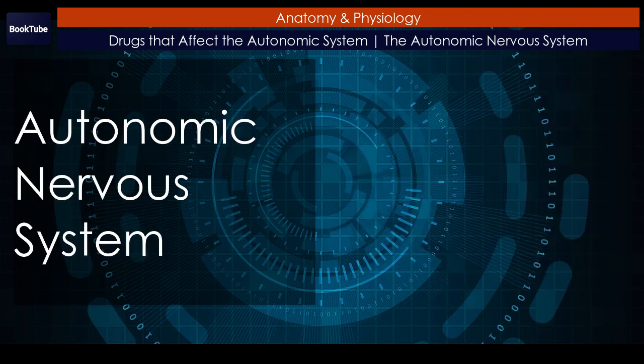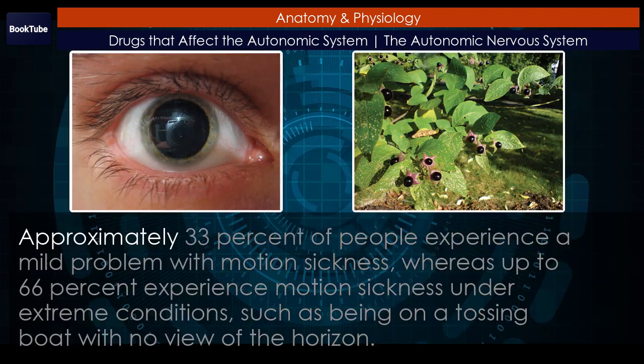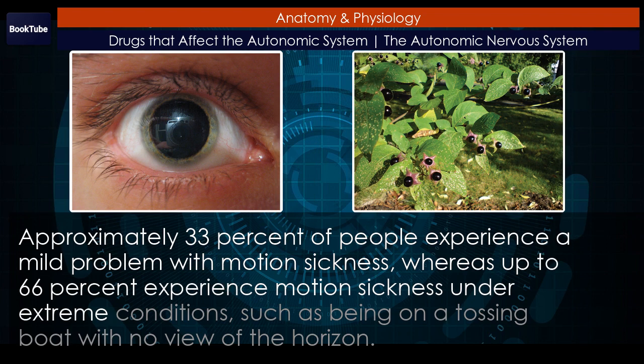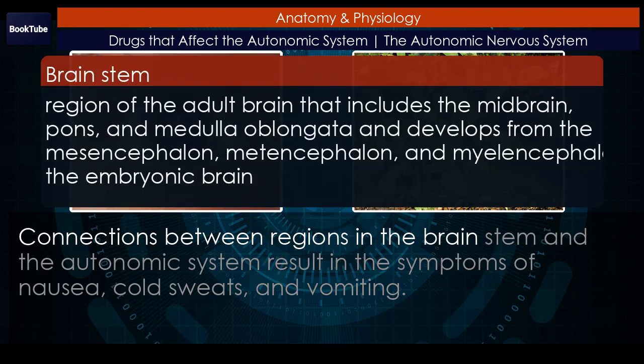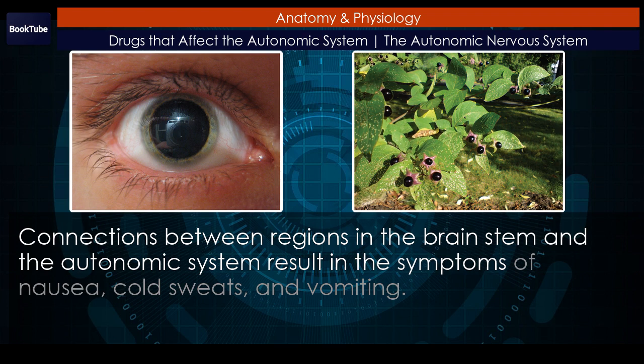Disorders of the autonomic nervous system. Approximately 33% of people experience a mild problem with motion sickness, whereas up to 66% experience motion sickness under extreme conditions, such as being on a tossing boat with no view of the horizon. Connections between regions in the brainstem and the autonomic system result in the symptoms of nausea, cold sweats, and vomiting.